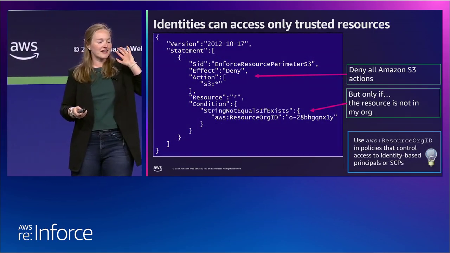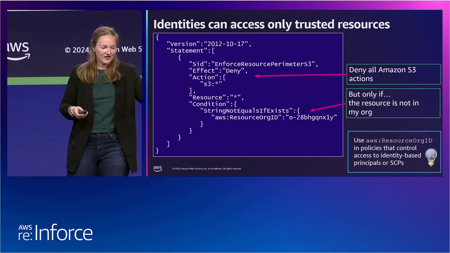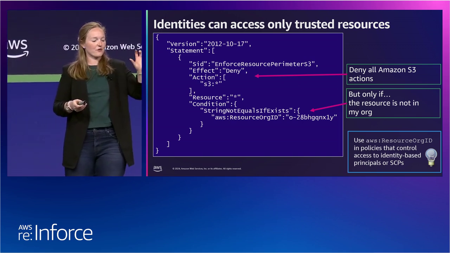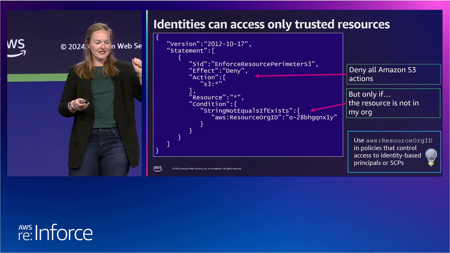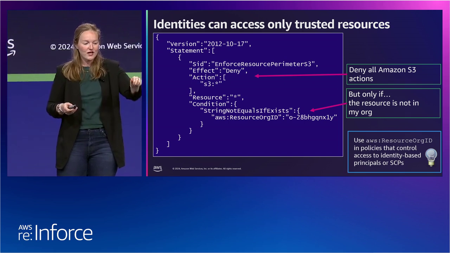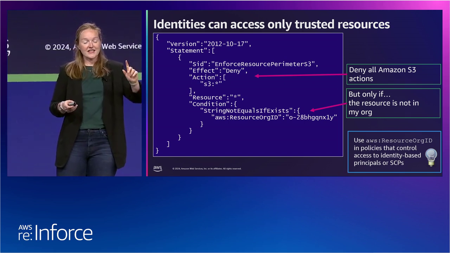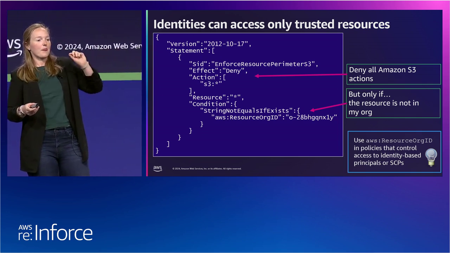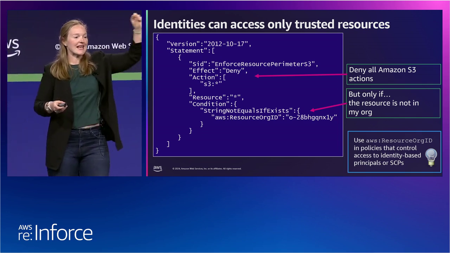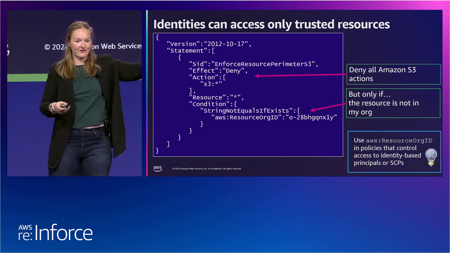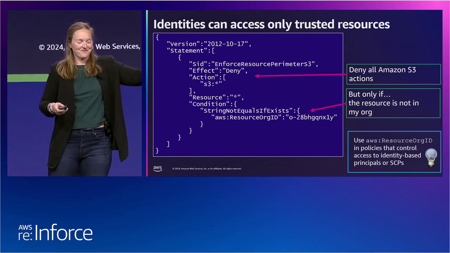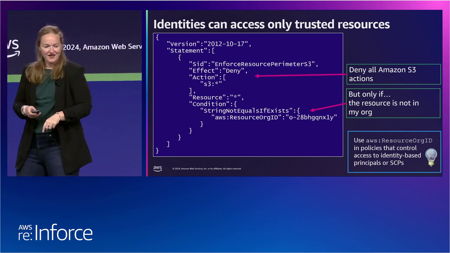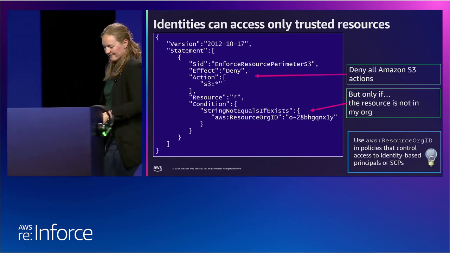All right, so we're going to put an SCP that says deny all S3 actions as long as the resource org ID is not equal to this org. Right? So this means the deny only kicks in when the developer is trying to access a resource outside of their organization. So string is not equal to this org. All right, here we go, demo time.